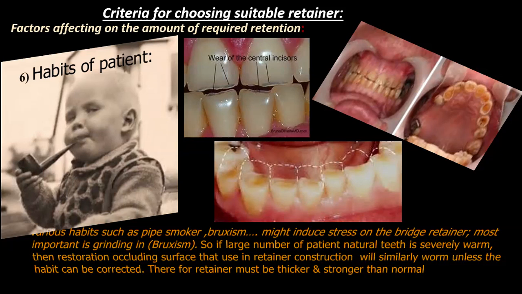Habits of the patient, such as bruxism or pipe smoking, might induce stress on the bridge retainer. Most important is bruxism, which affects the design of your bridge and the design of your retainer. In a large number of patients, natural teeth are severely worn, as we see with bruxism, where wear occurs. Then the restoration, including the surface we are going to use in retainer construction, might be similarly worn unless the habit can be corrected. Therefore the retainer must be thicker and stronger.